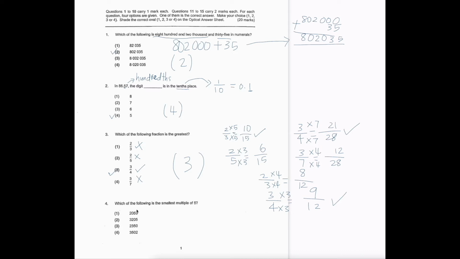And which of the following is the smallest multiple of 5? One interesting fact about multiples of 5 is that they either end with a 0 or 5. Let's check. Let's list out 5, 10, 15, 20, 25, 30, 35, 40. So it's either 0 or 5. They end with a digit 0 or 5. So this one is out and this one is out. So we are left with 3,205 and 2,350. Which one is smallest? Obviously it's number 3, because number 3 is 2,000 while number 2 is 3,000. So my answer is 3.